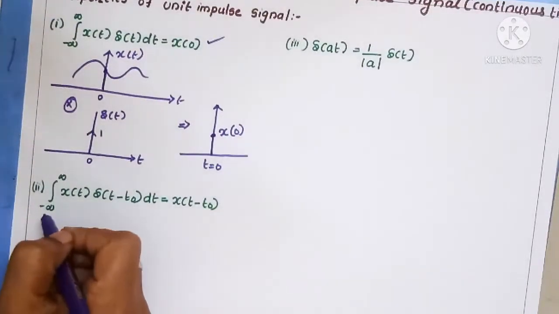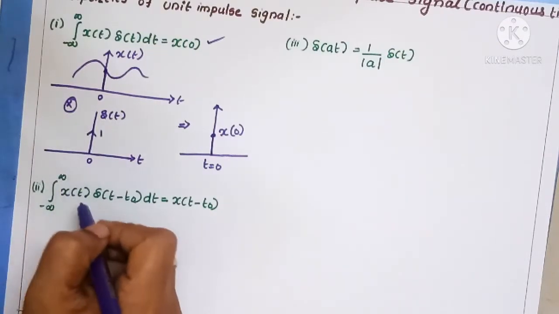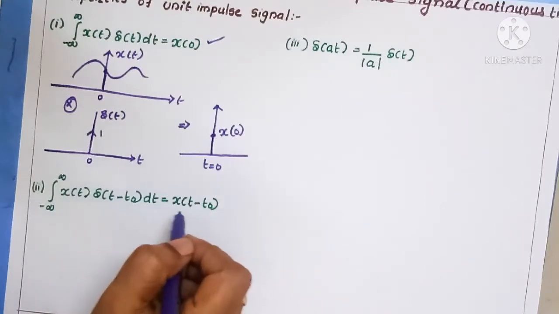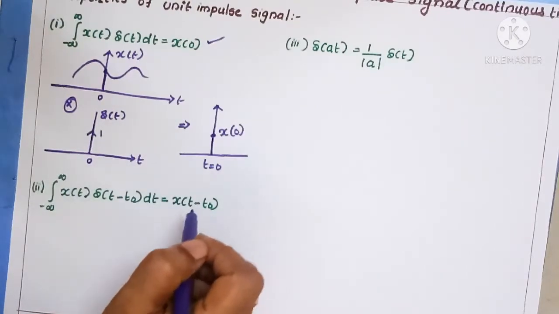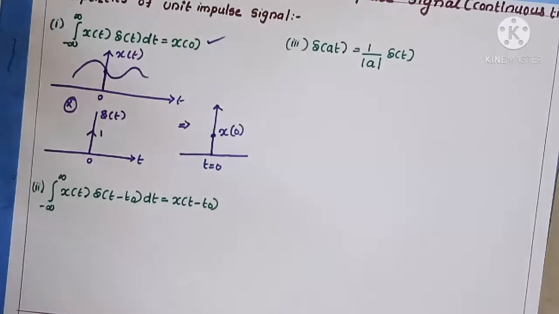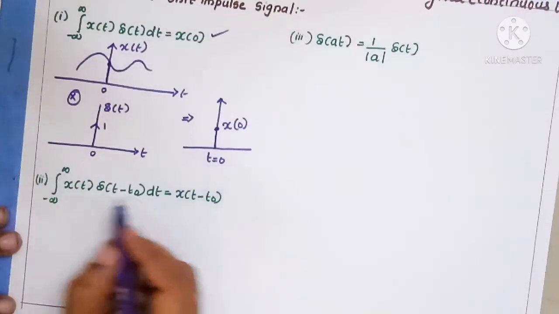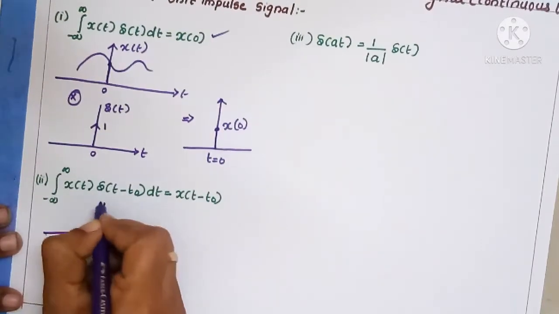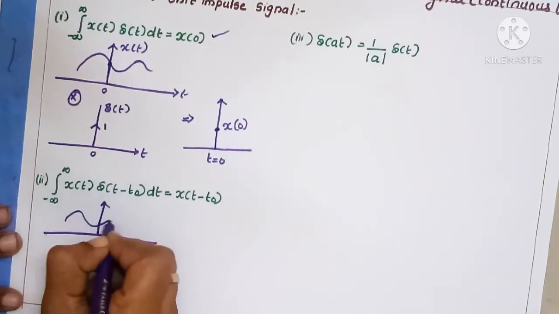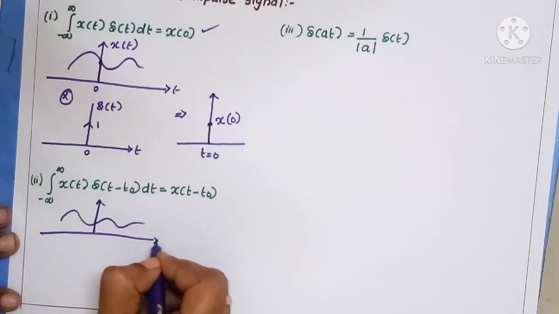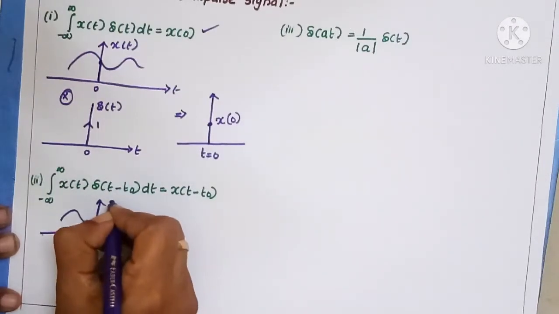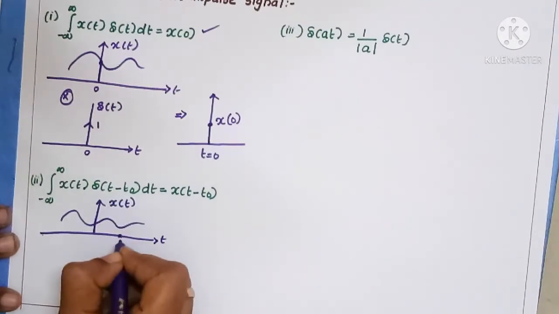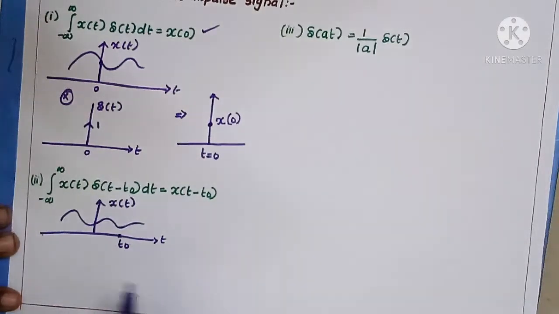Second property: the integral from minus infinity to infinity of x of t del of t minus t0 dt should be equal to x of t0. Here we are taking a time shift. So first we take any arbitrary signal. This is our time axis. This is our x of t. Also consider one point t0.